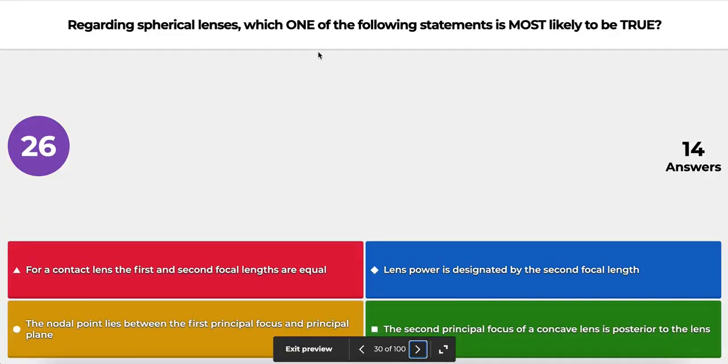Regarding the spherical lens, which one of the following statements is most likely to be true? For a contact lens, the first and second focal lengths are equal. Lens power is designated by the second focal length, or the nodal point lies between the first principal focus and the principal plane. The second principal focus of a concave lens is posterior to the lens.